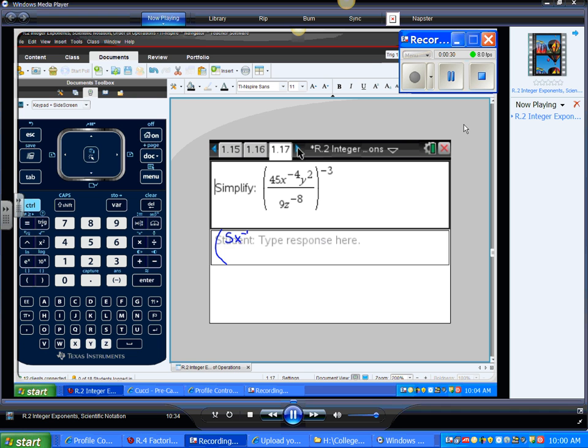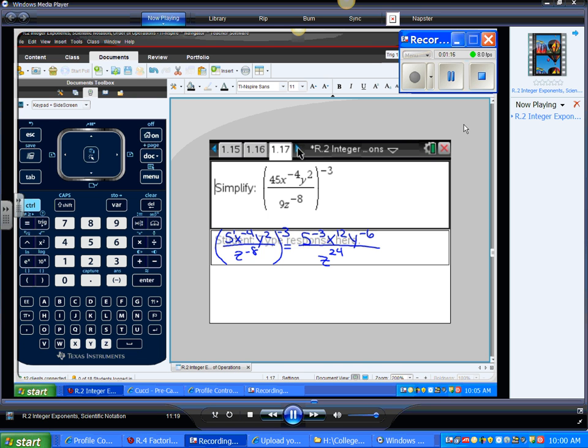So we've got 5x to the negative 4th, y squared all divided by 9z, or I'm sorry, z to the negative 8th, all raised to the negative 3rd power. And now we're going to go ahead and raise that power to a power. Okay, we've got that negative 3. So remember, we have to raise it to every term in there. So we've got 5 to the negative 3, x to the 12th, y to the negative 6th, all over z to the 24th.